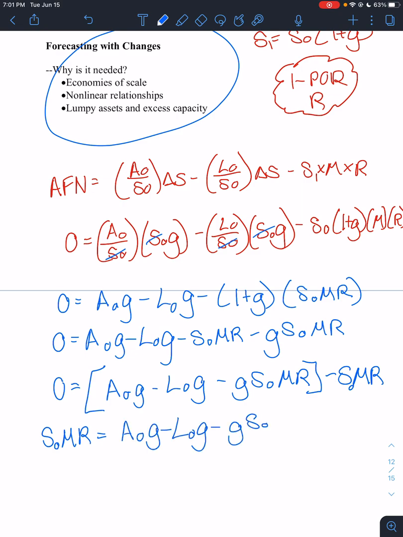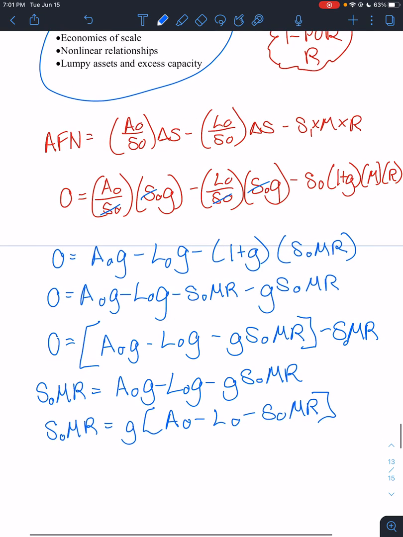This is like equivalent to me doing a crossword puzzle. I find it fun. All right, so I get this. Now I got all my g's on one side. I got this term without the g in it on the left-hand side. And so now I have to factor out a g. So A sub 0, L sub 0, S sub 0, MR.